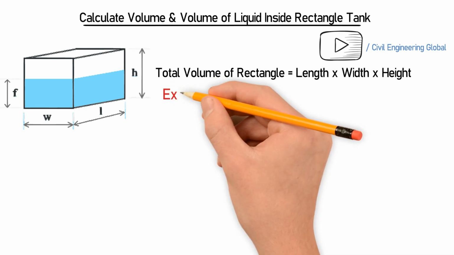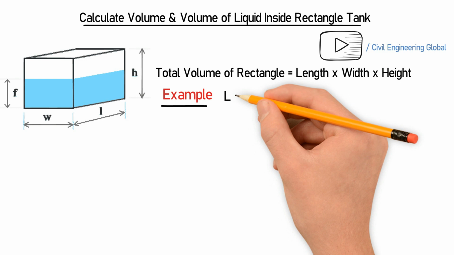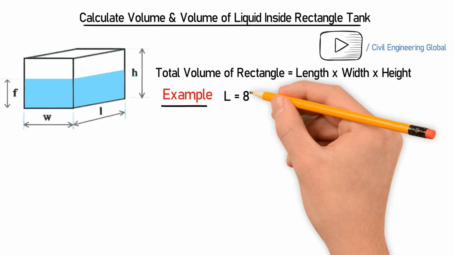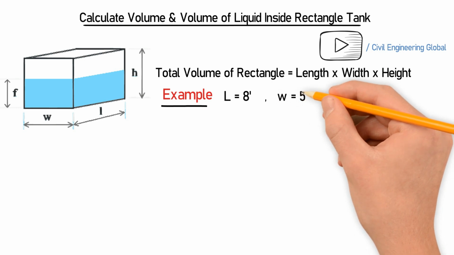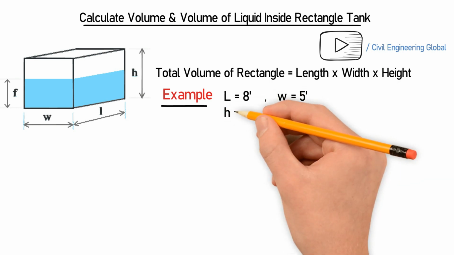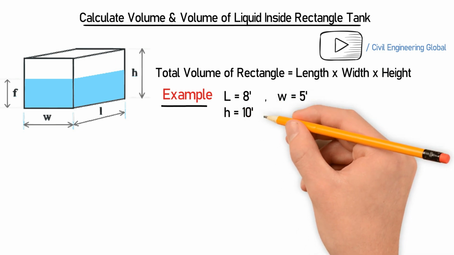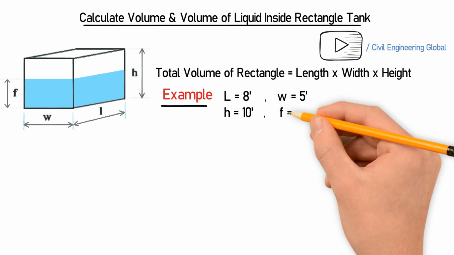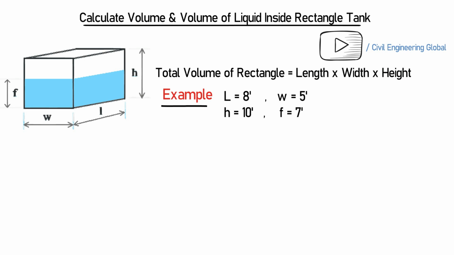So let's take an example. In this example we have length equal to 8 feet, width equal to 5 feet, height equal to 10 feet, and filled height equal to 7 feet. So this is the data in this example.